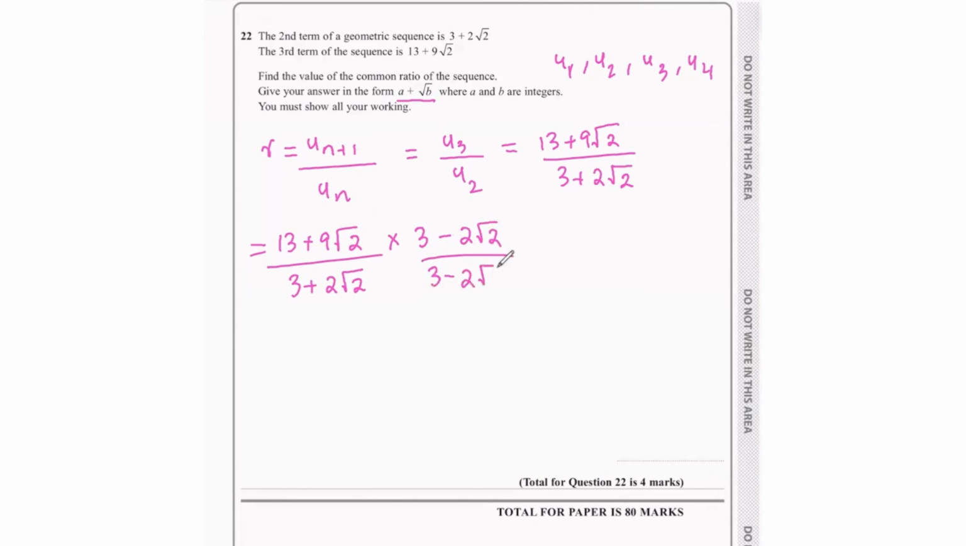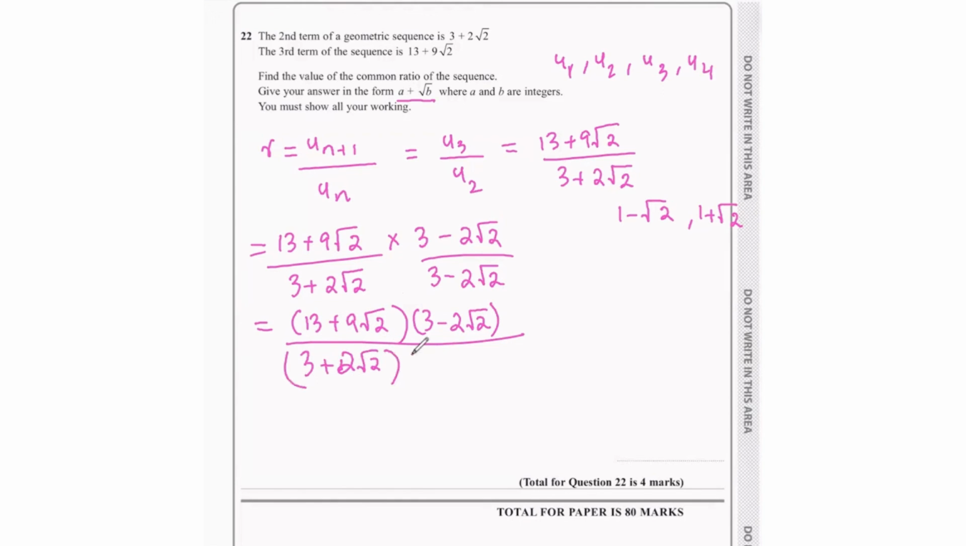When I say the word conjugate, what I mean is that, for example, if originally your number is 1 minus root 2, the conjugate would be 1 plus root 2. What we do is we change the sign in the middle. If it's positive, it becomes negative, or vice versa. So that's why we're multiplying and dividing the fraction by 3 minus 2 root 2. We multiply the numerator with the numerator and the denominator with the denominator. So that's going to be 3 plus 2 root 2 times 3 minus 2 root 2.